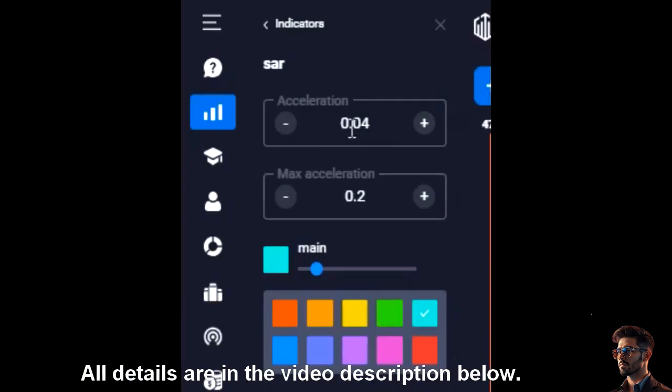On the acceleration I use 0.04. On the maximum acceleration I use 2. So over here I actually take my line and I use this color here. So when you're done, you just close it.